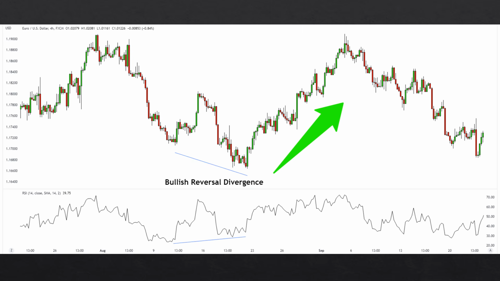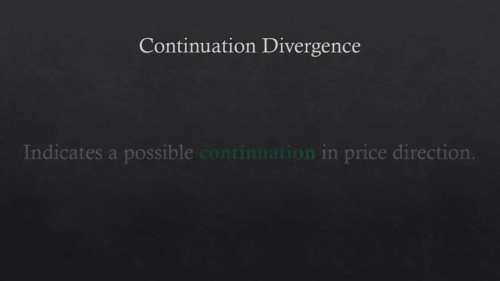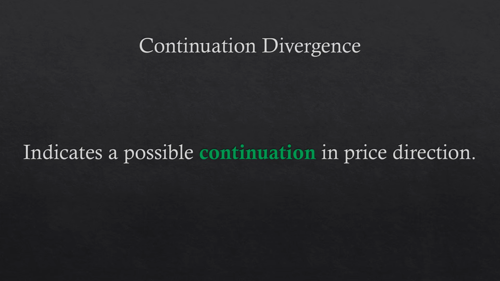In this price chart, we can see a very clear example of bullish reversal divergence. Notice how price creates a lower low while the RSI creates a higher low. Right after that, price reverses direction to the upside. The reversal divergence is the most common type of momentum divergence, but as I mentioned earlier, there's another type called continuation divergence. Like the name suggests, the continuation divergence indicates a continuation in the current price movement, unlike the reversal divergence, which indicates a change in the current price direction.